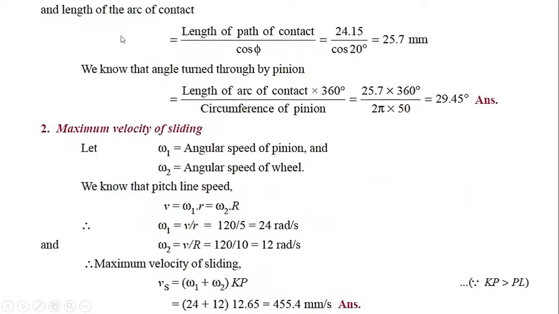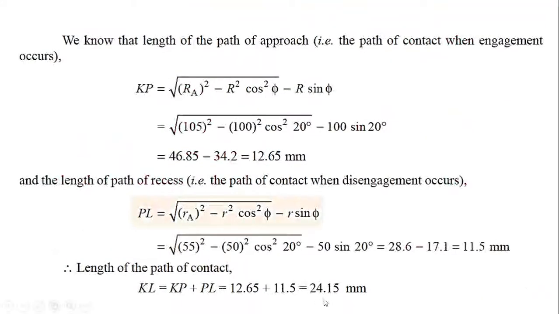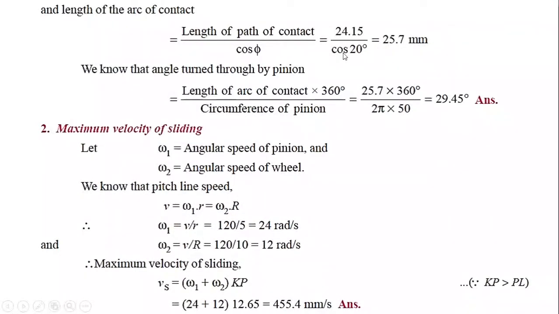And the next, length of arc of contact. Length of arc of contact is equal to length of path of contact divided by cos phi. The length of path of contact we already found, the value is 24.15 millimeter divided by cos 20. The pressure angle phi equal to 20 degree is already given in this problem. Solve this and we will get 25.7 millimeter as the length of arc of contact.